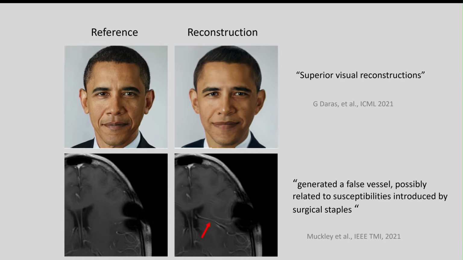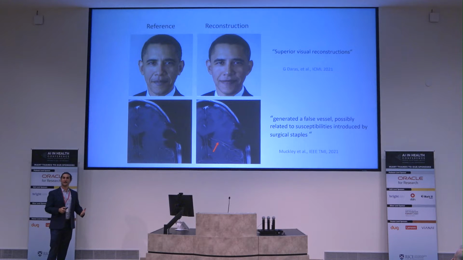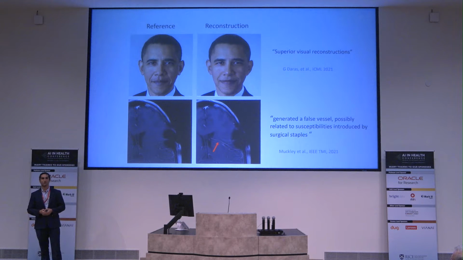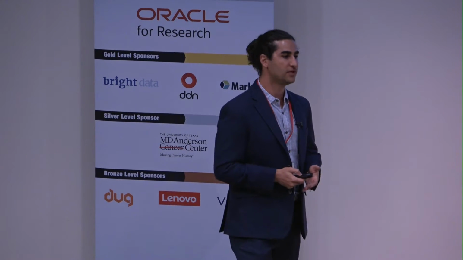And here's a state-of-the-art method applied to brain. Again, this is from the Fast MRI Challenge. And even though the reconstructed brain image looks really nice, you might notice by this red arrow, this artifact that was generated, a false vessel, possibly related to susceptibility artifacts right here, introduced by surgical staples, right? So the stakes are higher. We can't just say, hey, the image looks good. We actually want to know, what confidence do we have that this is the correct reconstruction?